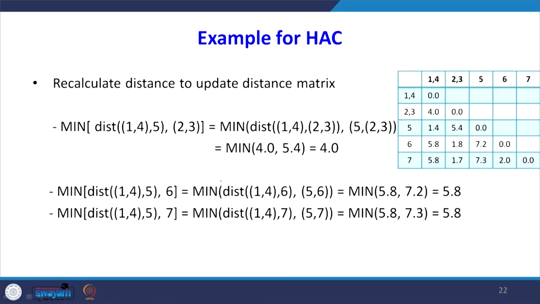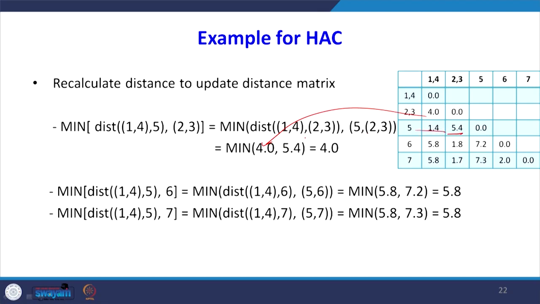Now what are we going to do? Already 1, 4 is there, one cluster, and in that again the object 5 is added. So the distance between this cluster versus another cluster, in which there are 2 objects, 2, 3. What we have to do is find the minimum distance between 1, 4 and 2, 3, and 5 and 2, 3. So what is happening here? 1, 4 is there, 2, 3 is there, the distance is 4, this value we got. The distance between 5 and 2, 3 is 5.4.